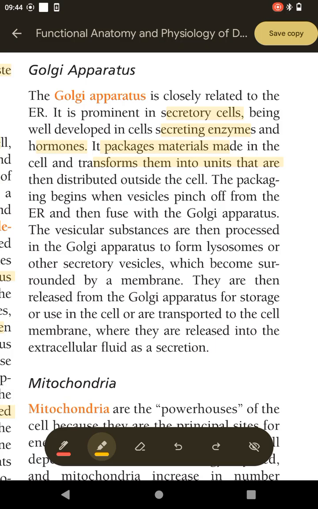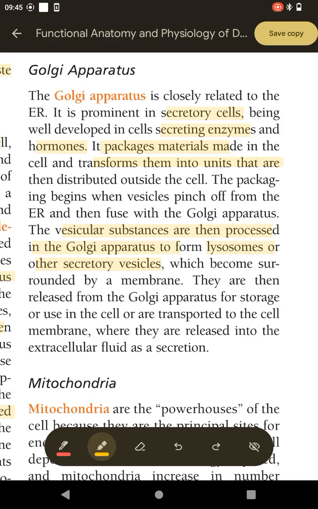The vesicular substances then come from the endoplasmic reticulum and are processed in the Golgi to form lysosomes and other secretory vesicles. Lysosomes contain digestive enzymes. If they burst inside the cell, the cell will die. Why? Because it digests its own cell.